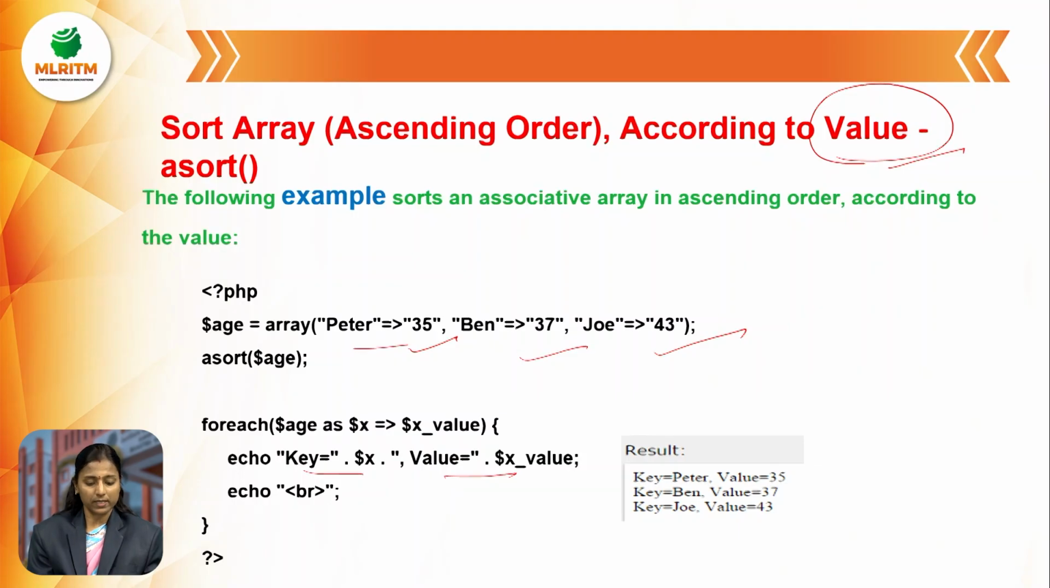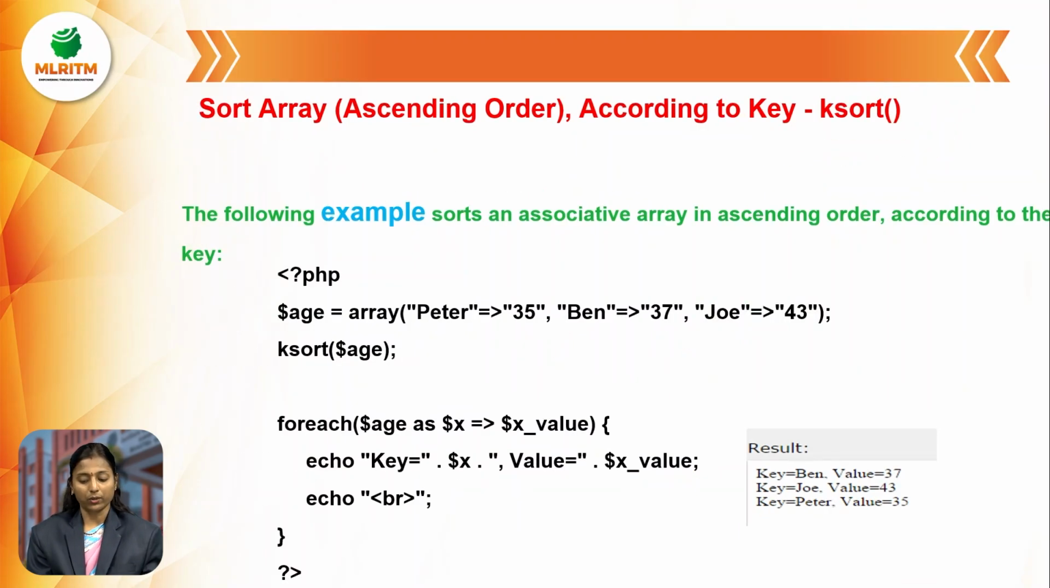Okay. The next is the ascending order according to the key. Here, ksort age. The key is $x, the value is $x. Here, the key will be printed as Ben. The next is Joe. The next is Peter. According to the key, this is called ascending order based upon the key.